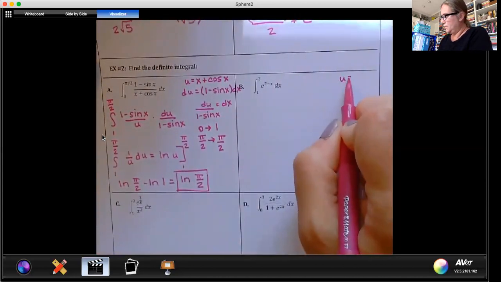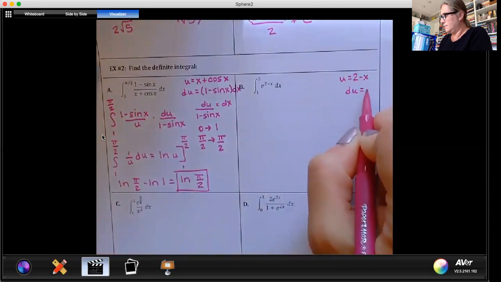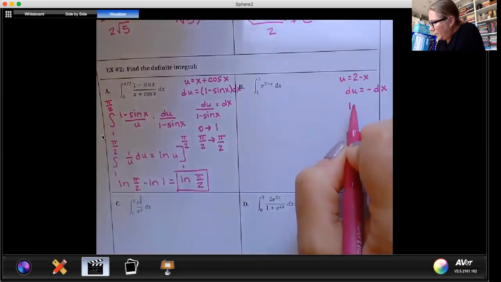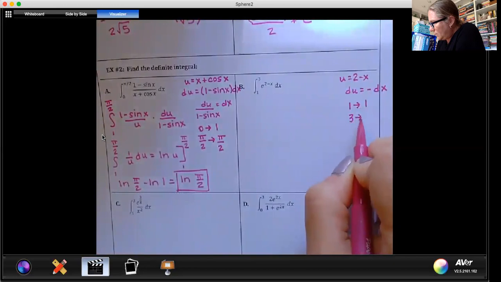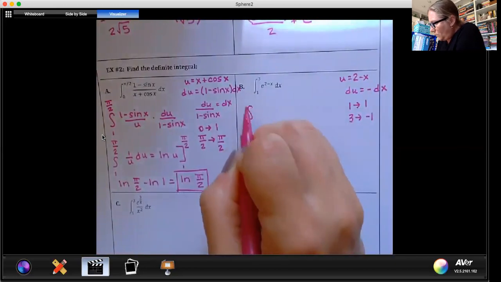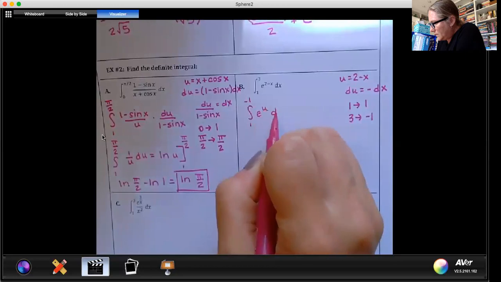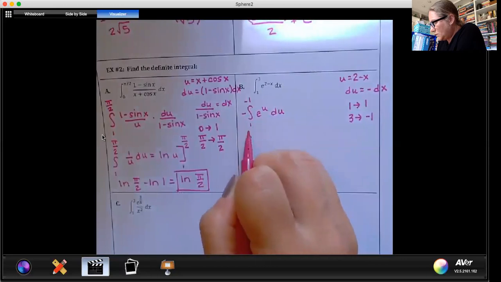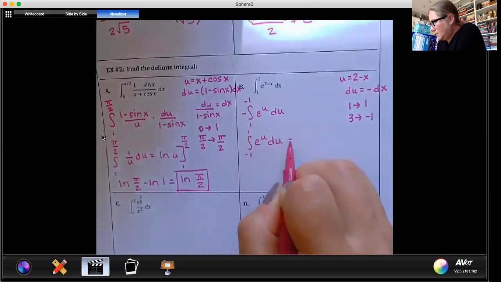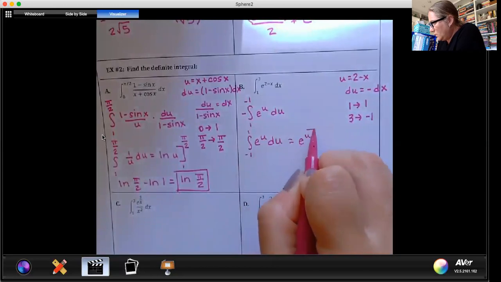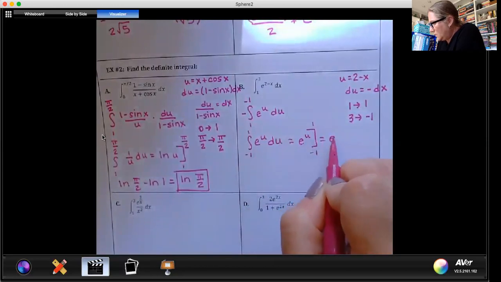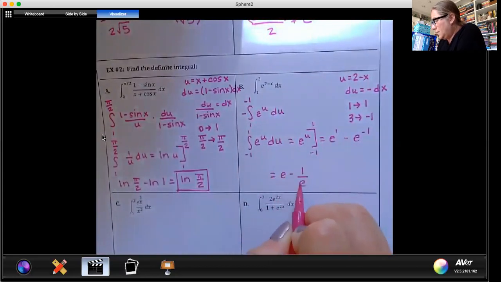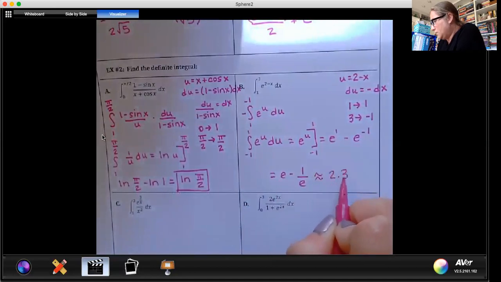Part B, u is 2 minus x, du is negative dx, dx is negative du. Plug in 1 and you get 1. Plug in 3 and you get negative 1. So 1 to negative 1 e to the u du, and it is negative. And then it becomes positive, and we switch to get our bounds correct. So this is going to be e to the u from negative 1 to 1, e to the 1 minus e to the negative 1 is e minus 1 over e, and into your calculator, that will give you 2.3504.